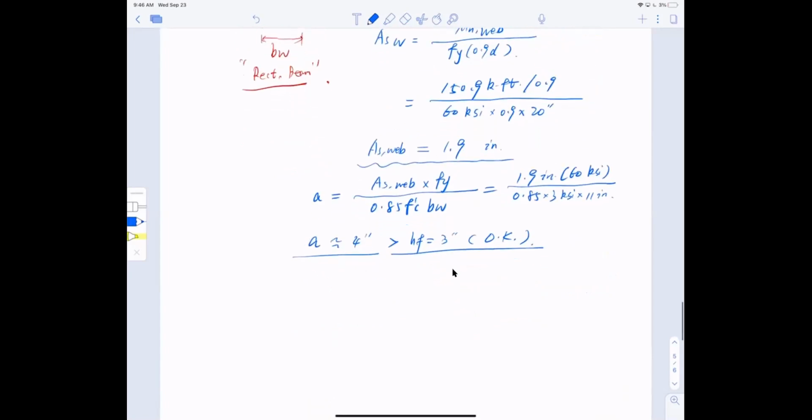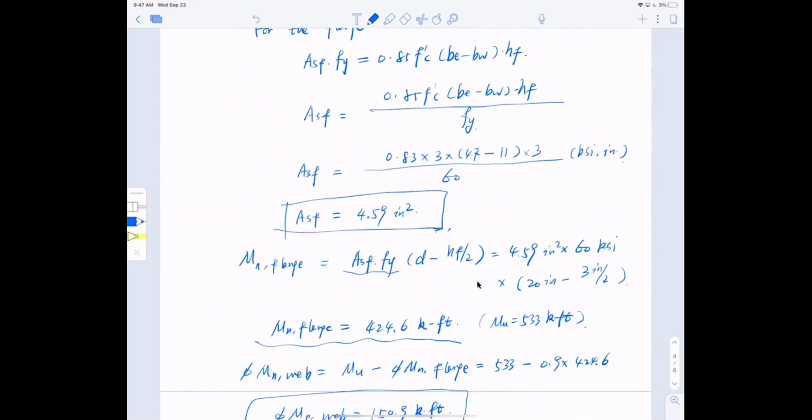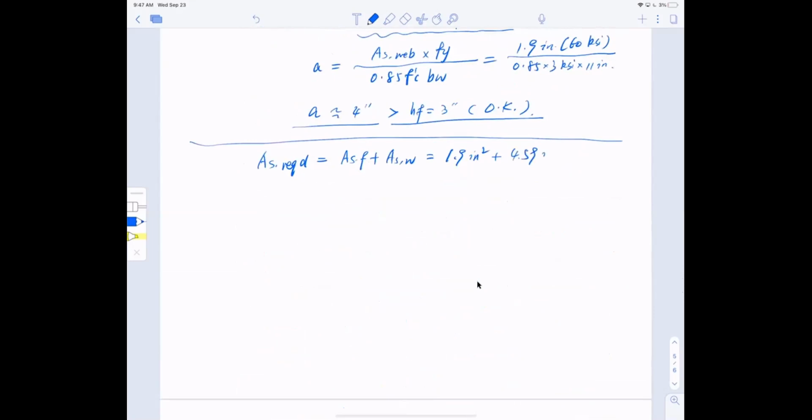All right, so the next step is that As required equals As flange plus As web. That is 1.9 inch squared for the web, plus the flange, 4.59 inch squared. Approximately, because this is 2 and this is 4.6, so 6.6 inch squared. And that is the required reinforcement for the T-beam.